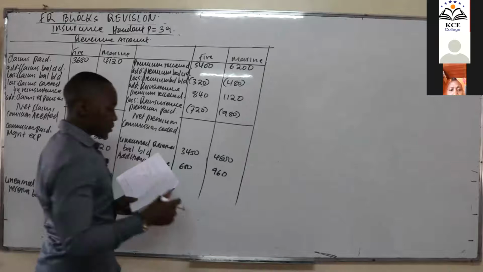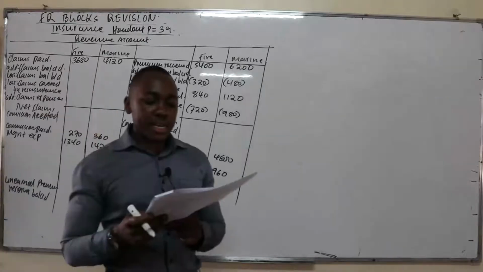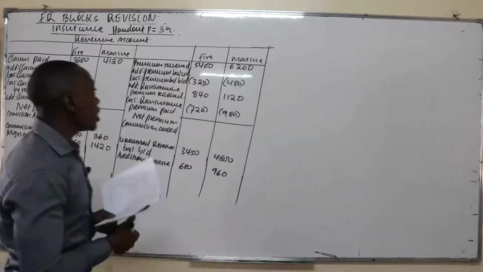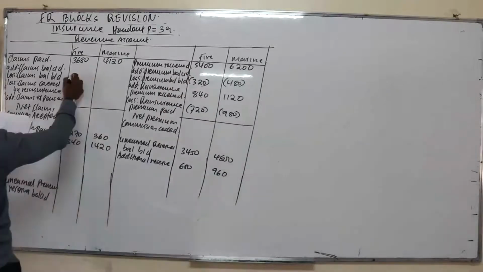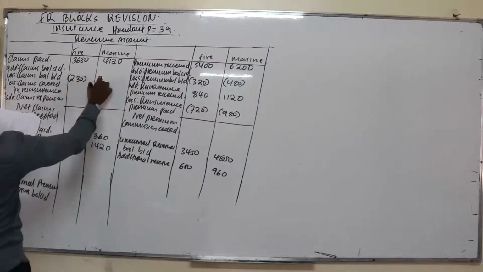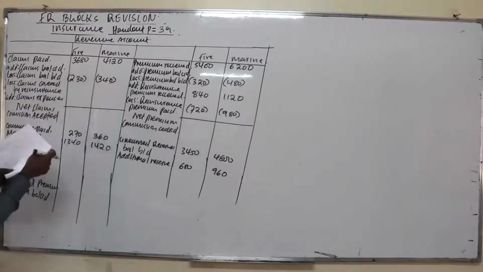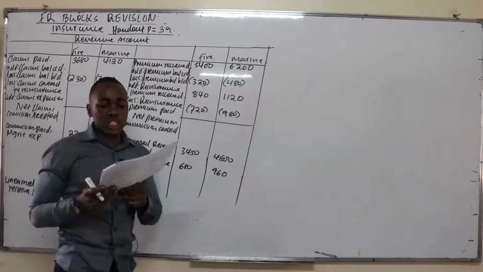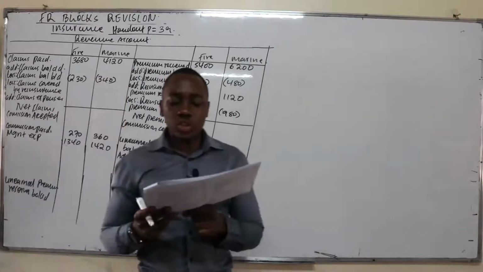Then we have claims outstanding 1st January 2016. Now those are the claims balance brought down. We say that under the claims, you raise claims balance brought down, and the claims outstanding we had 230, and then we have 340. Then we also have ordinary share capital, share premium, revaluation reserve, revenue reserve.